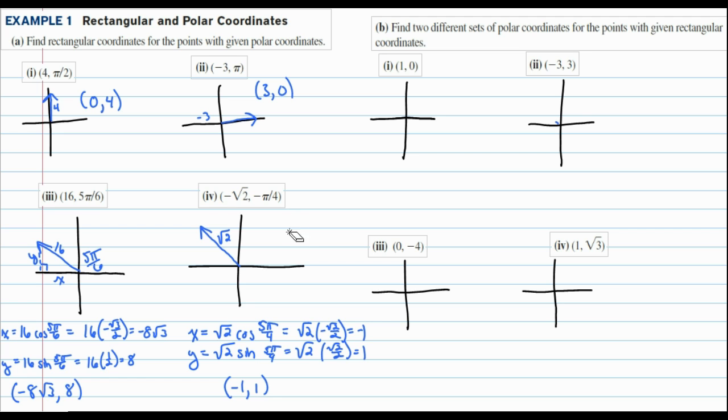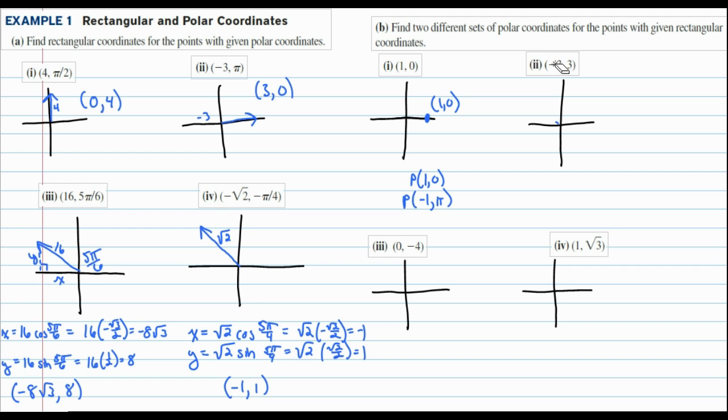Part B, find two different sets of polar coordinates for the points with the given rectangular coordinates. So the rectangular coordinates in this case, 1 comma 0. Well, there's infinitely many ways to express that because of coterminal angles and having a negative r value. So two easy ways I think would be the polar coordinates 1, 0, so 1 unit away from the origin as a rotation of 0. Or how about negative 1, pi, so a rotation of pi, but then going the opposite direction, 1, which would still give us the same rectangular coordinates 1, 0.